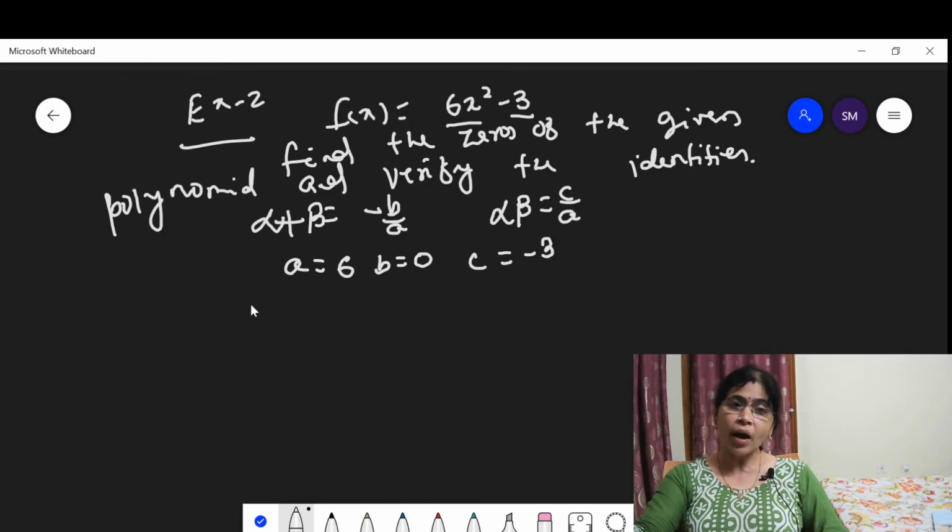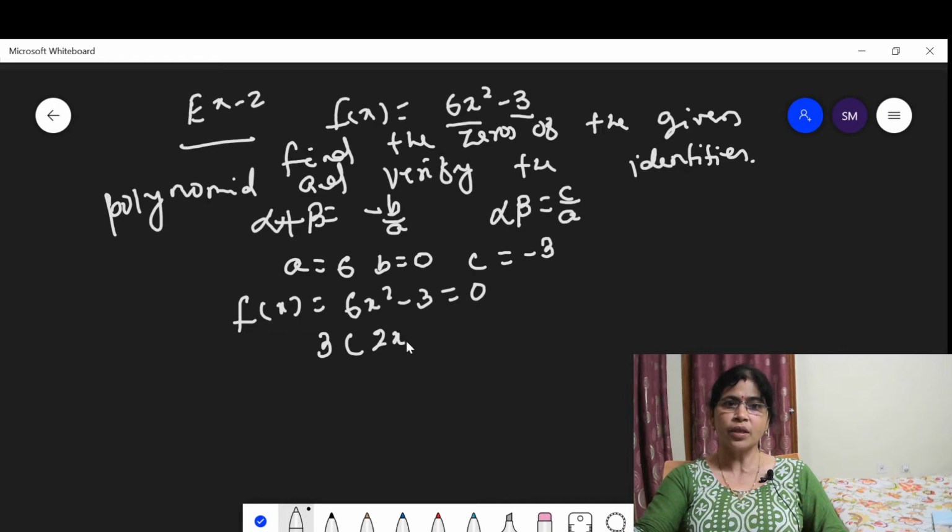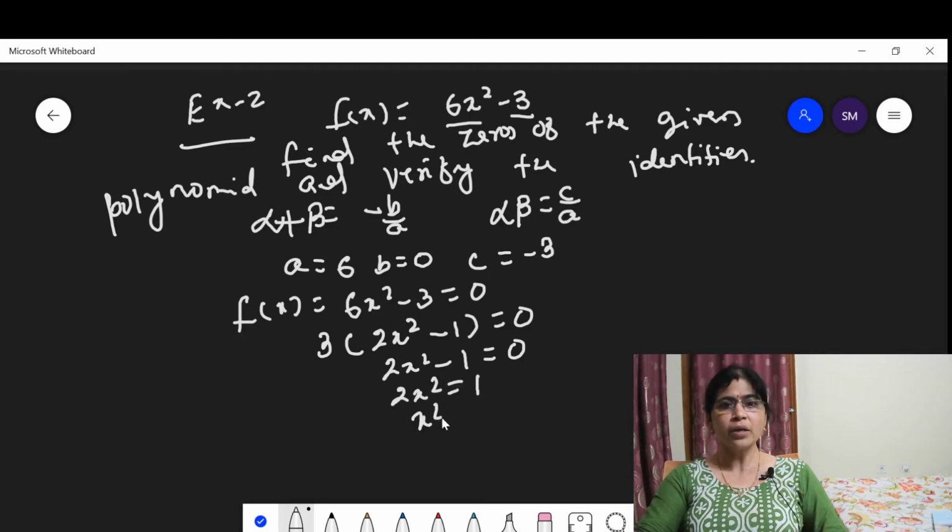Now let us solve the given polynomial f(x) is equal to 6x square minus 3 is equal to 0. Taking 3 common, this is 2x square minus 1 is equal to 0. This means 2x square minus 1 is equal to 0, which shows that 2x square is equal to 1. x square is equal to 1 upon 2.